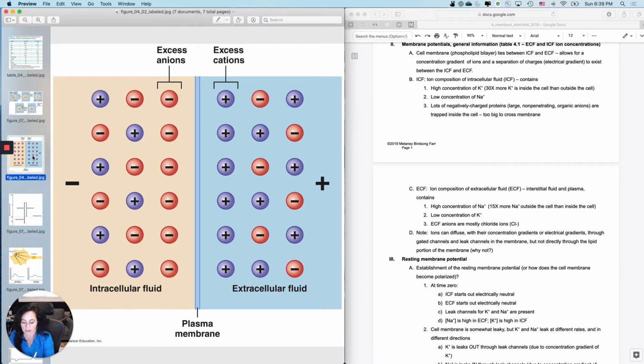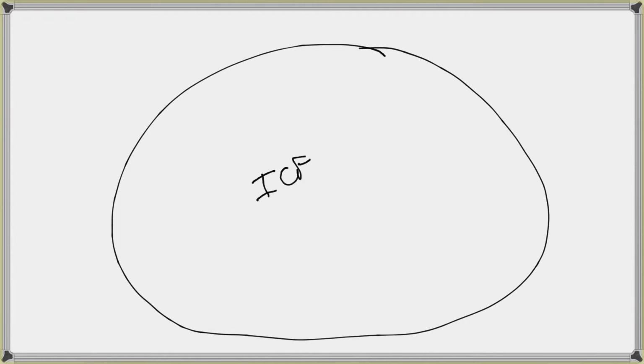Let's start with a clean whiteboard, and we're going to draw a great big cell. I'll try to keep it neat. We all know I'm not very good at this digital whiteboard quite yet. It doesn't matter that it looks like a bean. It's a cell. And let's start with the concentrations of a few important ions in the ICF and a few important ions in the ECF.